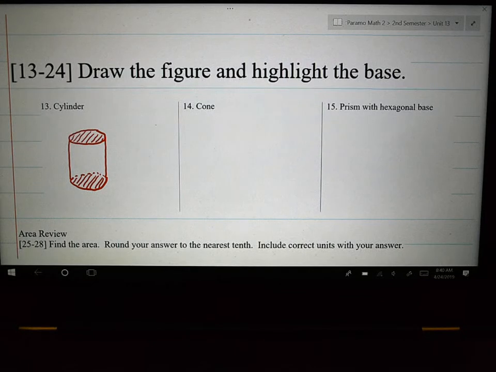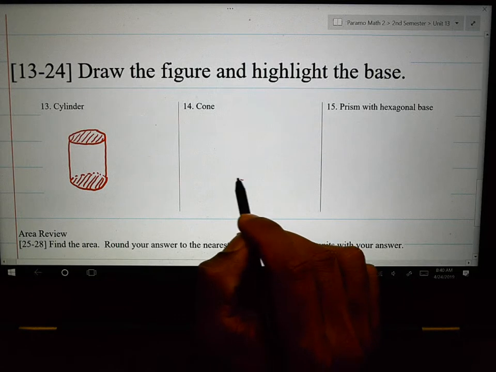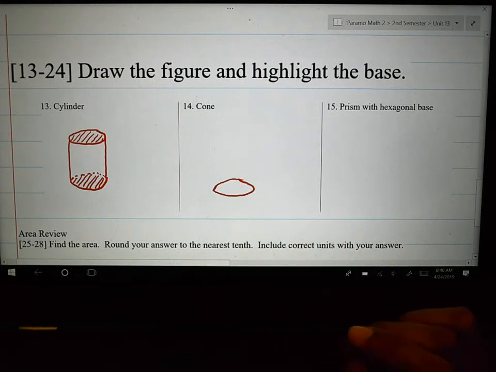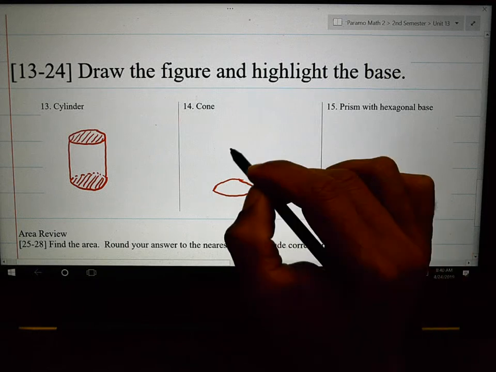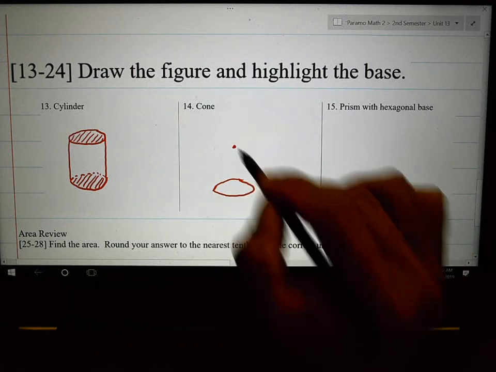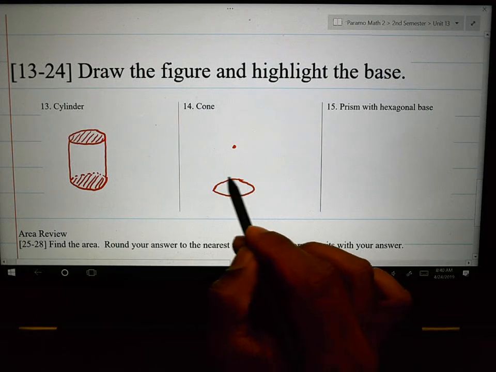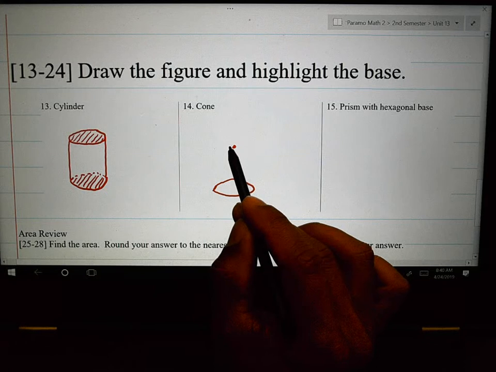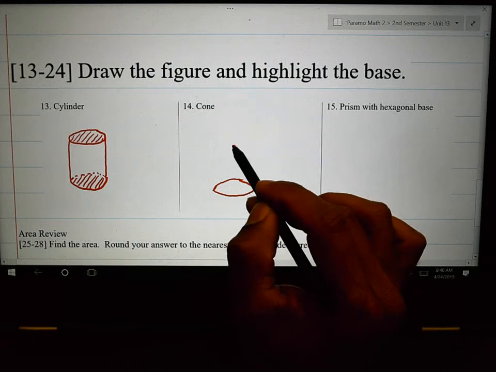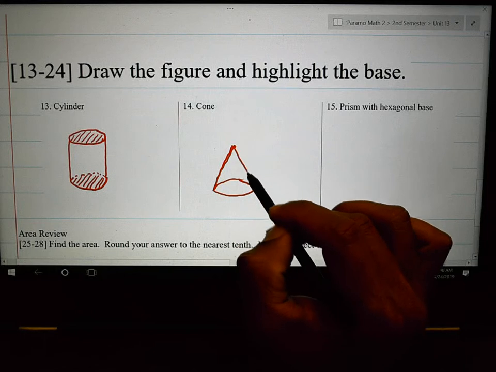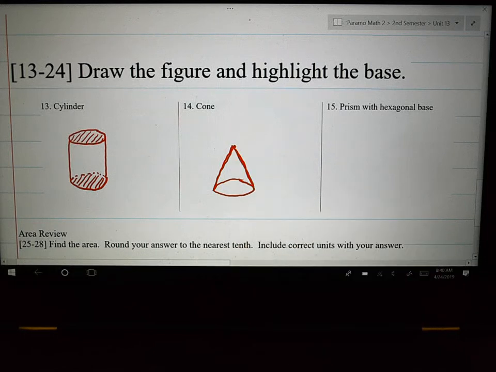Well, how do you do a cone? I would still do the circular base. And then you got to get an apex. An apex is a point that's above the shape. So I do this circular shape and I put a dot above it. And then what I do is I go from the apex to the outside edge, from the apex to the outside edge. That literally is good enough for me.